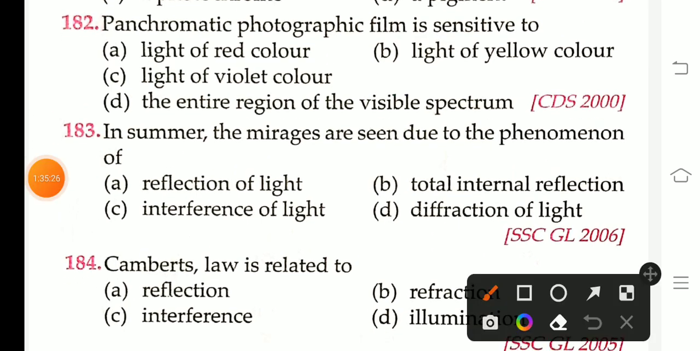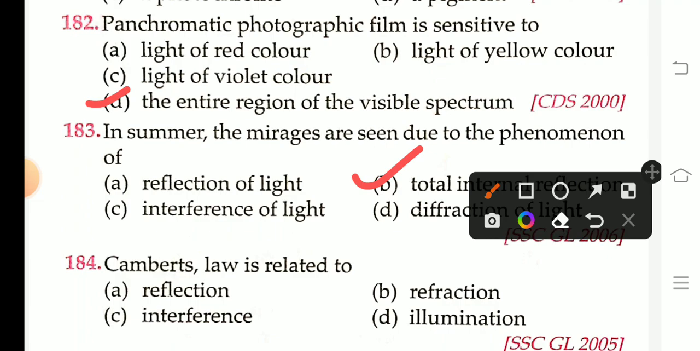Next, panchromatic photographic film is sensitive to. Right answer option D. The entire region of the visual spectrum. Next, in summer, mirages are seen due to the phenomenon of. Right answer will be option B. Total internal reflection.